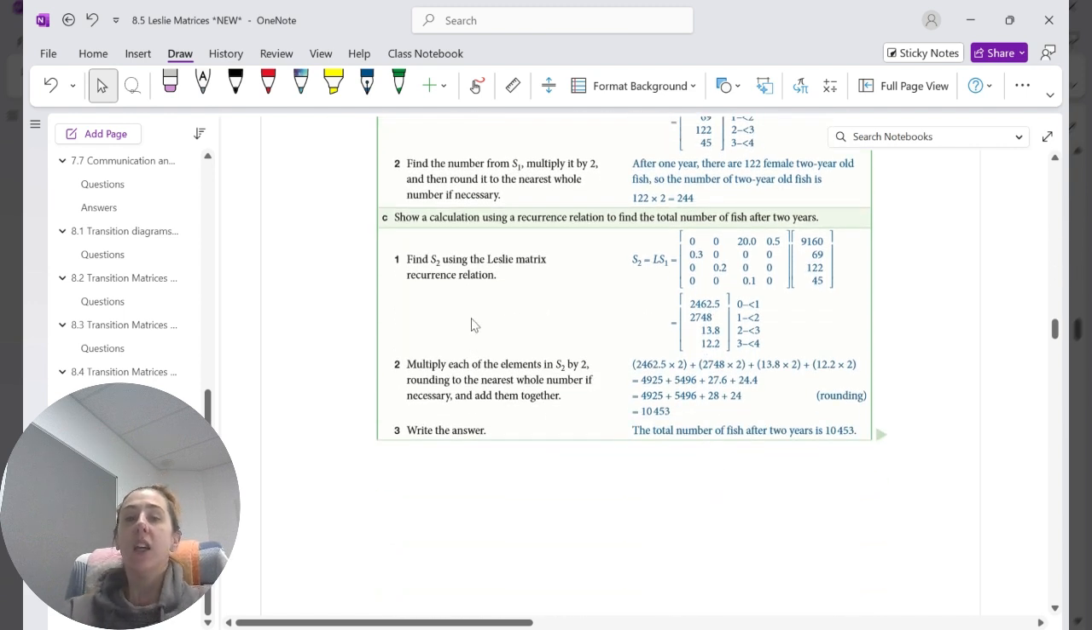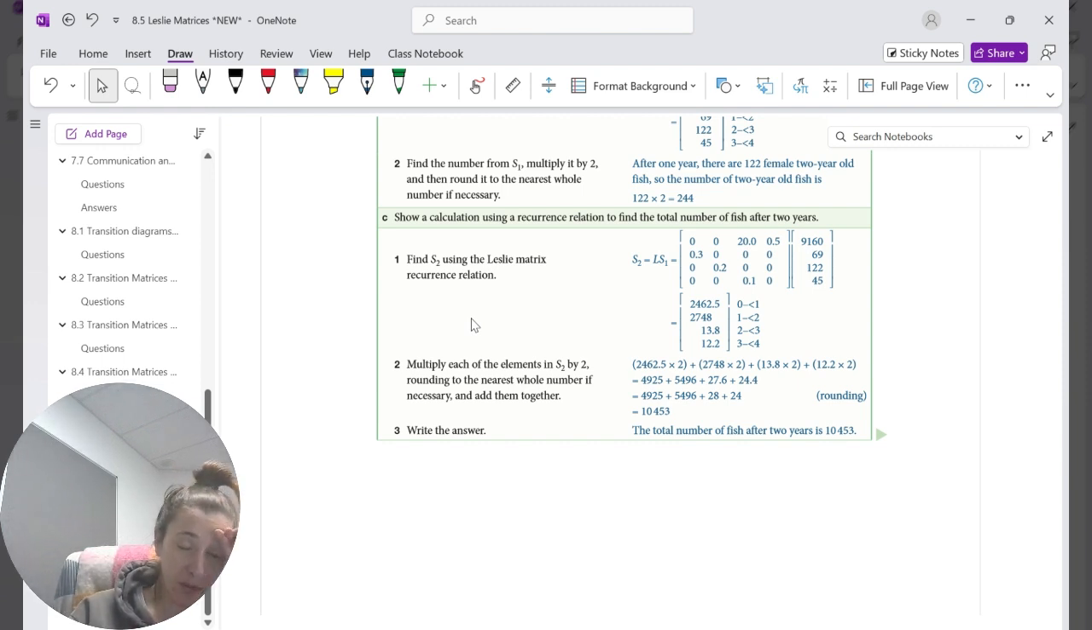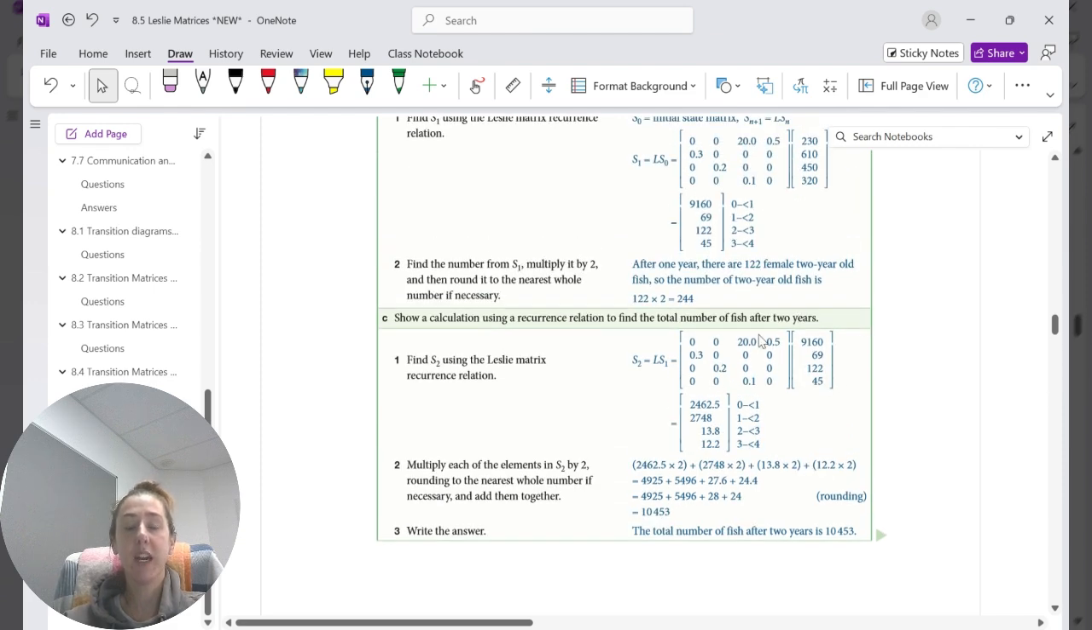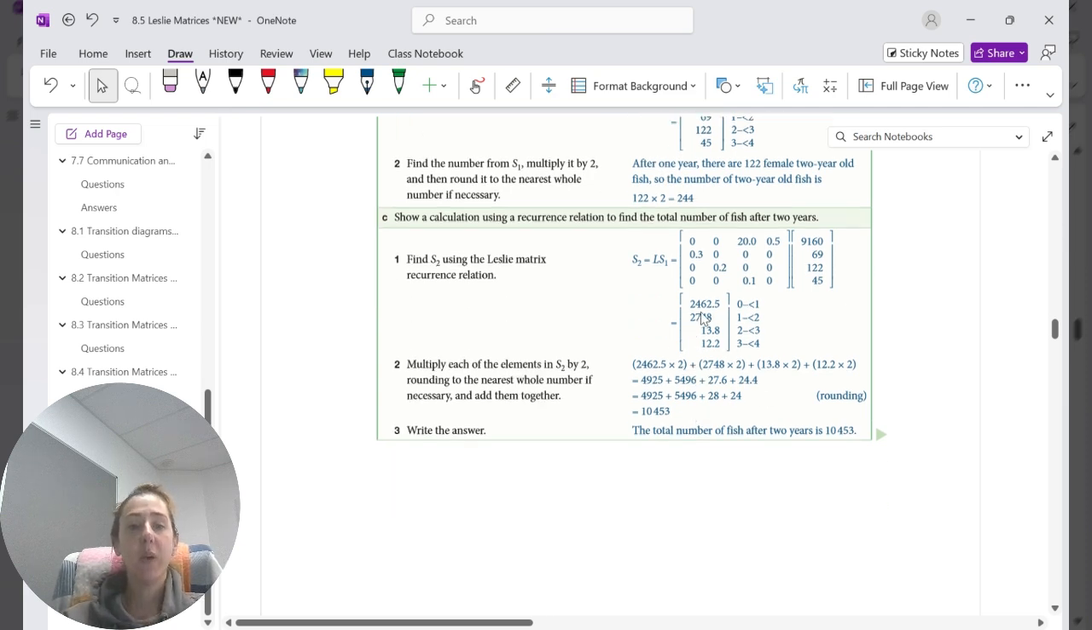Read the question. Show a calculation using a recurrence relation to find the total number of fish after 2 years. Again, another one of those questions. When we get our first set of solutions, it is going to be female fish only. So we are going to use the matrix we found prior, because we're going to take our Leslie matrix multiplied by the year prior to get the second year, so after 2 years. Then we need to double each of these values to represent both the female and male populations and add them together. Can you see here too, we've rounded. We've rounded this up after we've multiplied, because we have to represent that they're whole fish and not half fish. And we end up with 10,453 fish after 2 years.